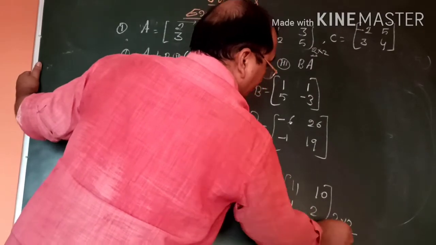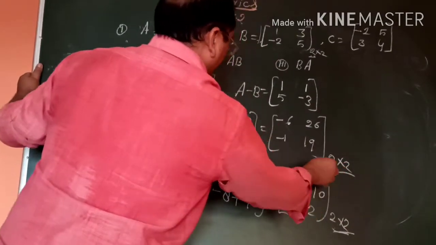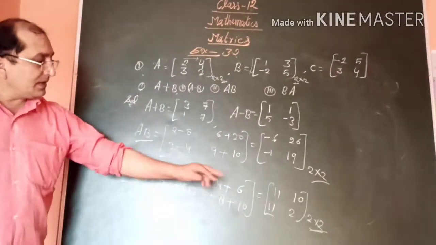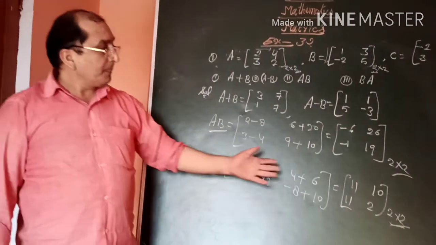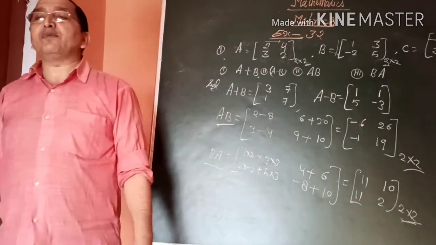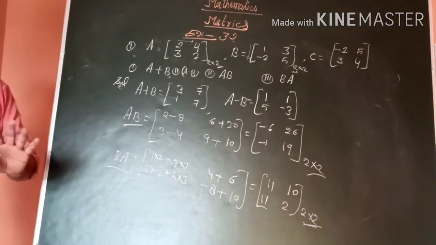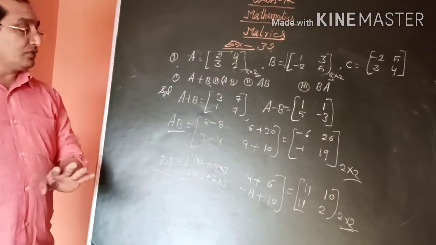This is 2 cross 2, this is 2 cross 2 also. We can check these things, AB and BA. AB is coming this one, BA is coming a different one. It means AB and BA have different values, so we can say that AB and BA are not commutative. AB will not be equal to BA.